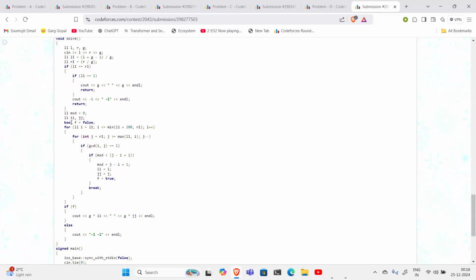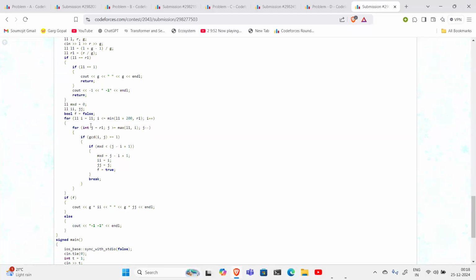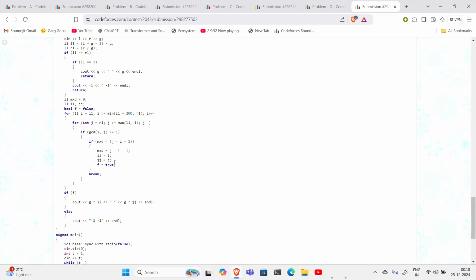But here the idea is very simple. I have just run the code for 200 iterations. You can see I have run from L1 to min of R1 and L1 plus 200. I let the code run for 200 iterations because of an intuitive idea that probably I would get a value which would be coprime. For every value of i, I have checked what is the largest possible value of j such that it is coprime. And whenever I get a larger distance, I update it.